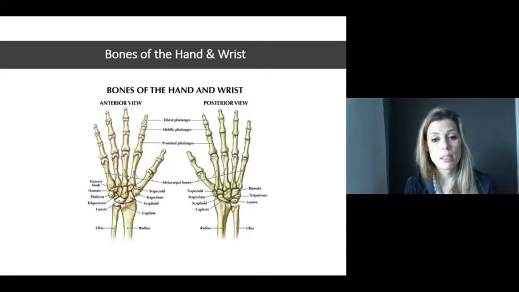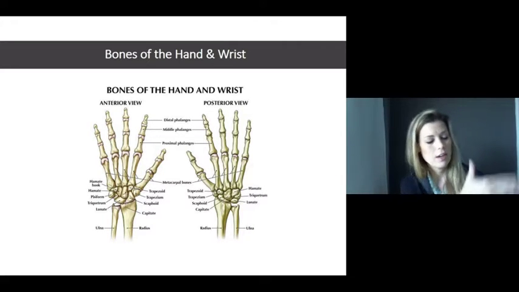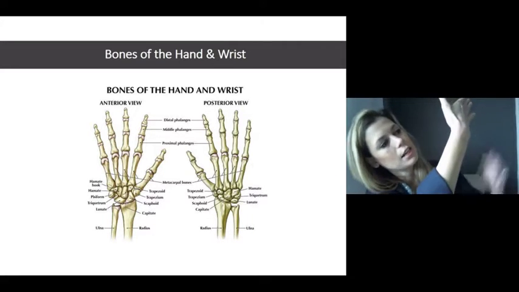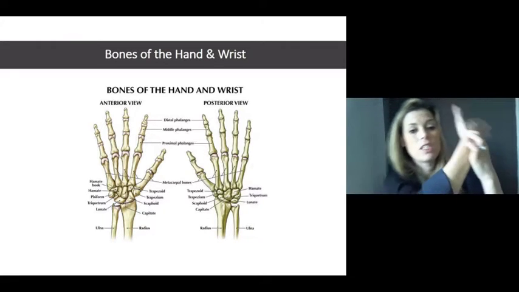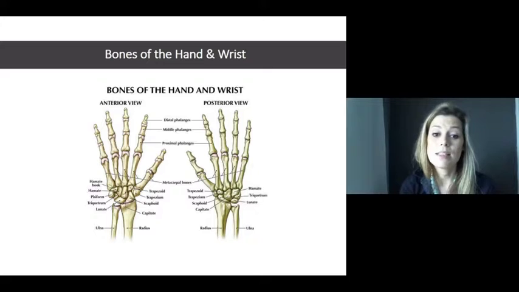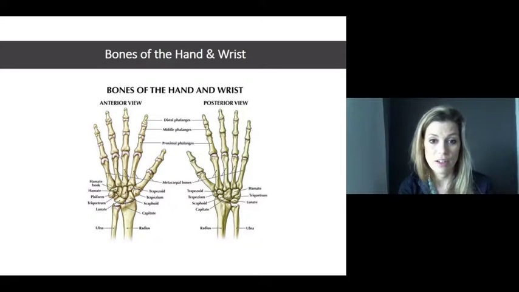As we move to the proximal carpal row, starting on the radial side of the wrist, you have your scaphoid. This is the #1 fractured carpal bone, typically due to a FOOSH injury. So if somebody falls and they're exquisitely tender in their anatomical snuff box, which is here, that is exactly where that scaphoid bone is found, and oftentimes means that there is an associated fracture there.